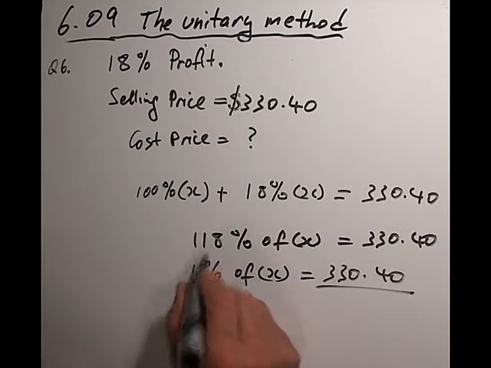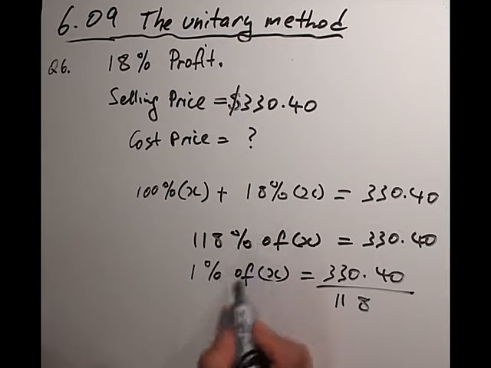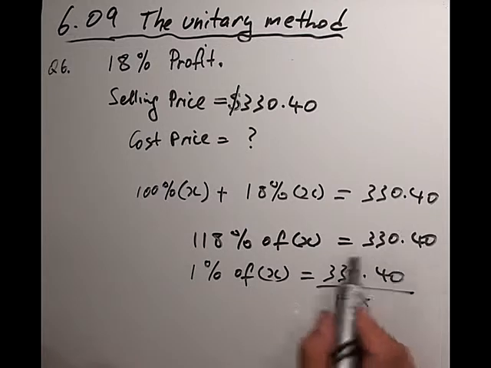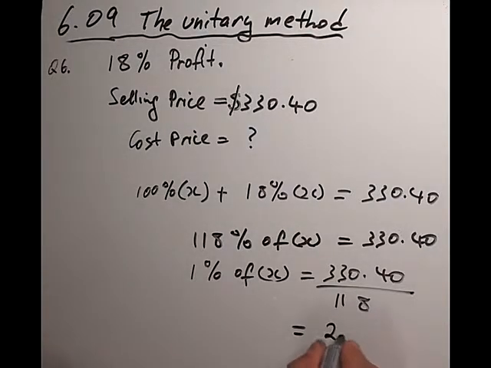$330.40 divided by 118. The unitary method means we want to reduce the 118% down to 1%. So that means I divide the left side by 118, divide the right side by 118. On the left I finish up with 1%. On the right, I've got 330.4 divided by 118. Put that in the calculator, and that gives me 2.8. So 1% is 2.8.